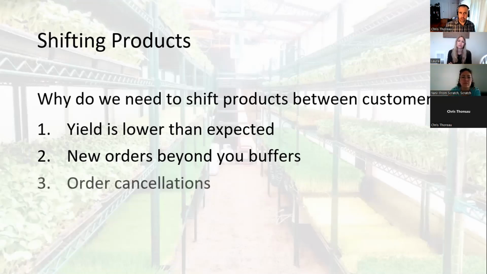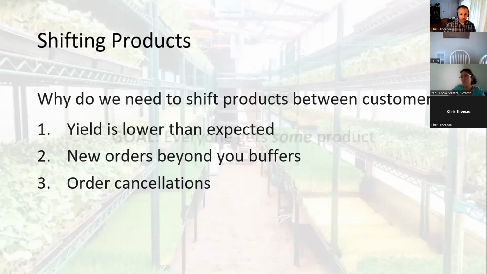The third reason for shifting product is when you get order cancellations. You've grown a product for somebody, and even though you've told them you need 10 days notice to cancel, it happens. So you want to be shifting with that. You've got to be able to move stuff around, and software cannot do this for you. This is something you need to do yourself. So I'm going to shift back to the spreadsheet to look at how we might do that.